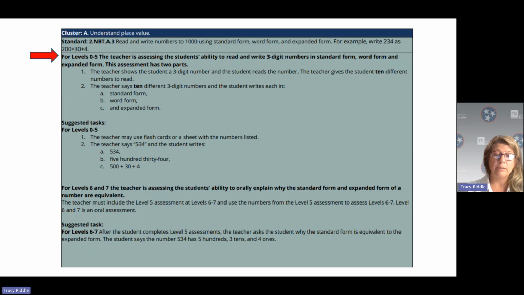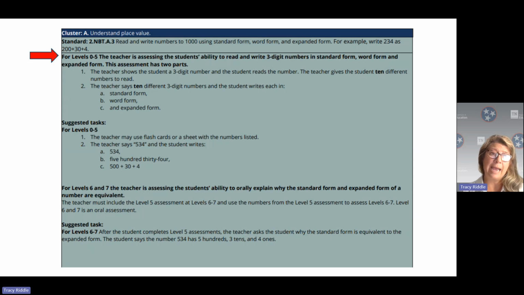The second part, you're going to say 10 different three-digit numbers. The student is going to write the answer for the second part. The second part does not need to be a video. You will be submitting your answer sheet of the 10 different three-digit numbers that you say. The student needs to write each form for that three-digit number: standard form, word form, and the expanded form.